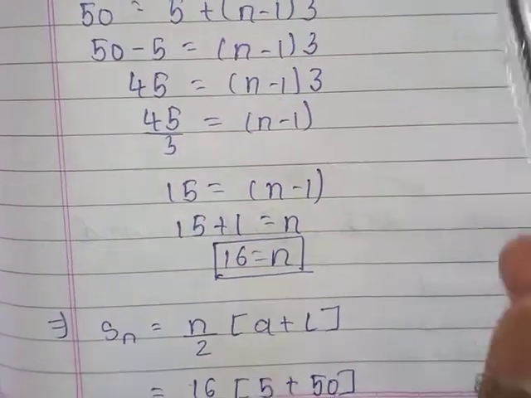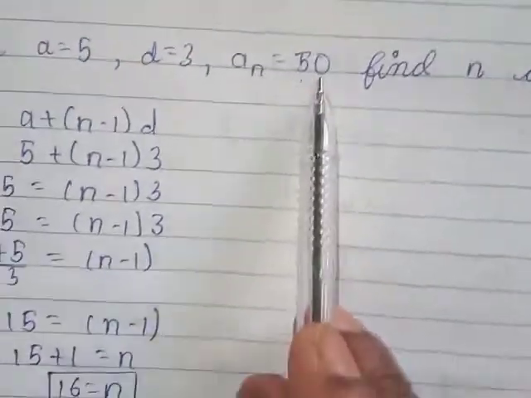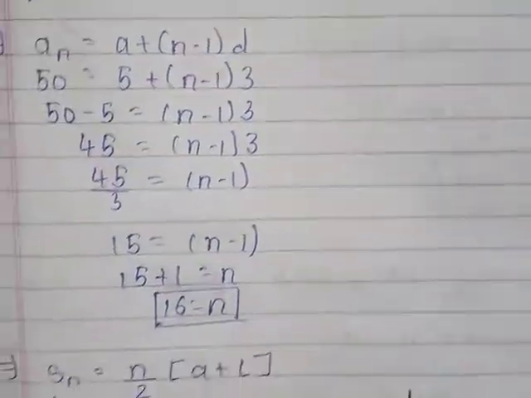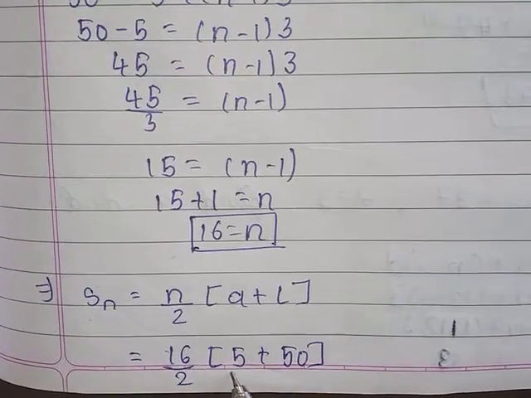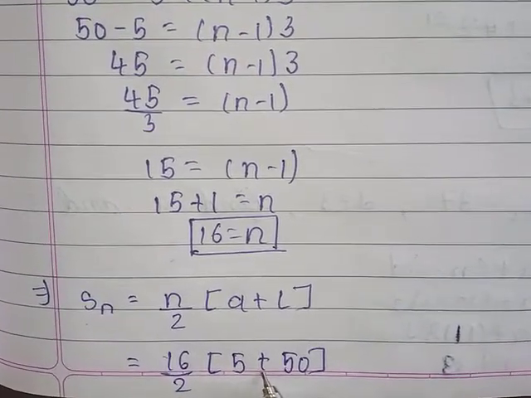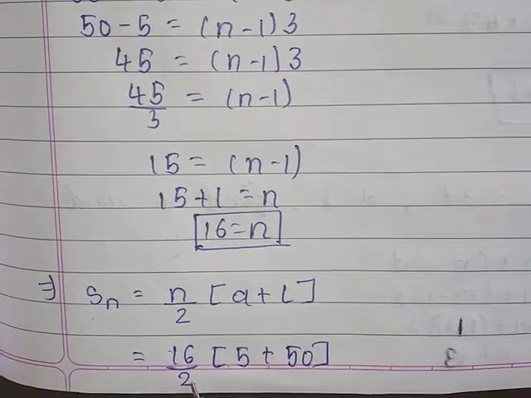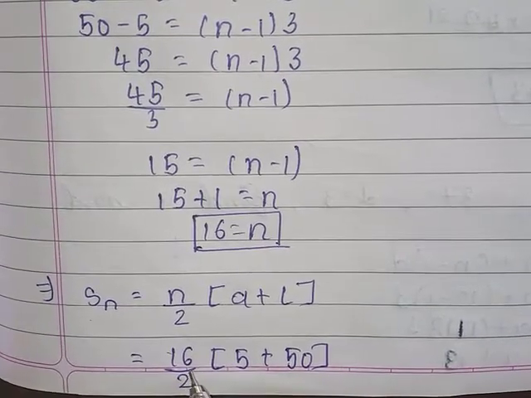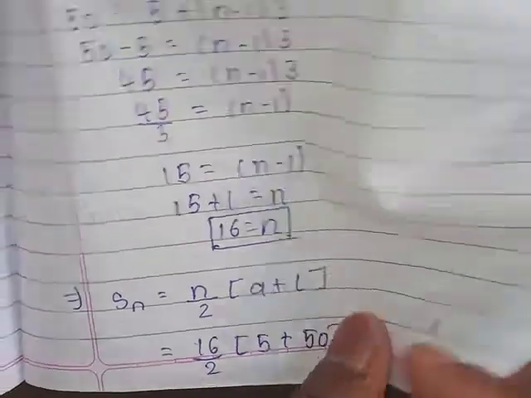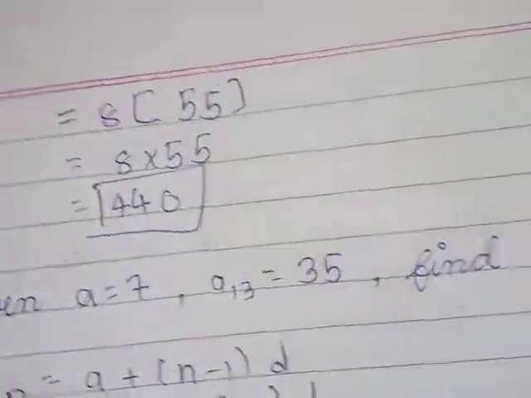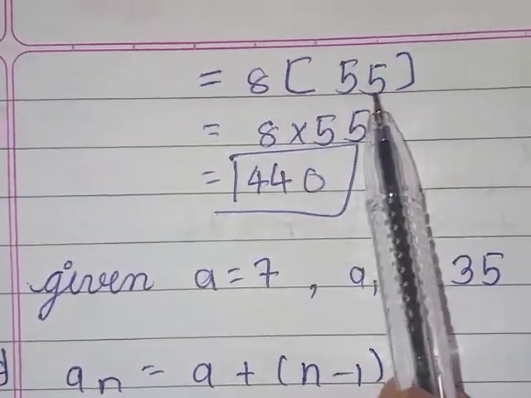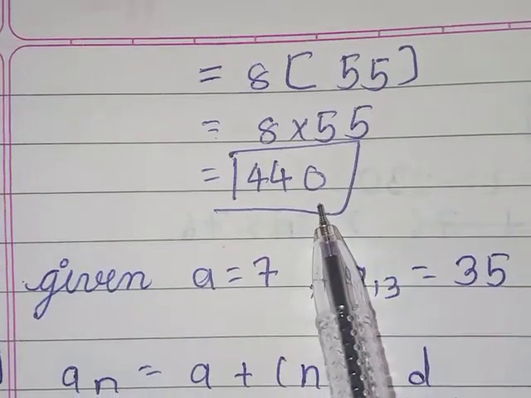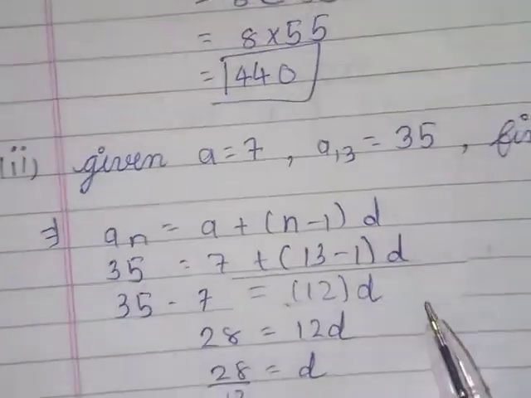Now, An or the last term and the first term is given. So Sn is equal to N by 2 into A plus An. So 16 by 2 into 5 plus 50, 55. 55 into 16 divided by 2 is 8, so it will become 8 into 55. 8 into 55 is 440.